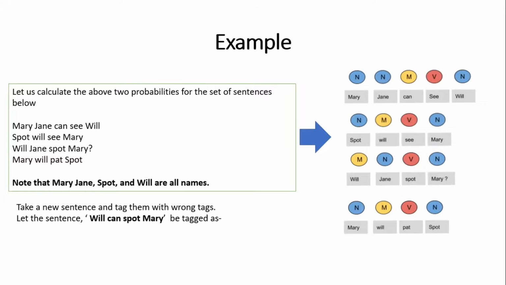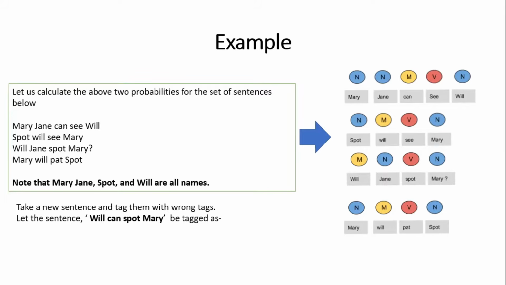Before going to this example, first we must know the difference between transition probability and emission probability. So what is transition probability? Suppose, as you can observe in the slide, there are three types of tags: noun, modal, and verb. Here we need to first know how likely it is that a noun is followed by a modal and the modal is followed by a verb, right?